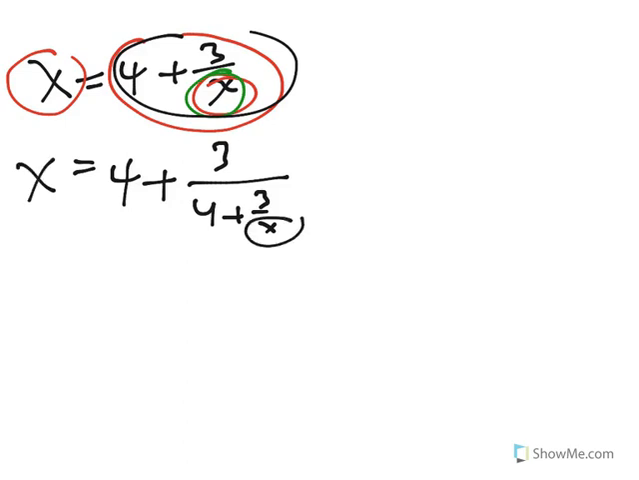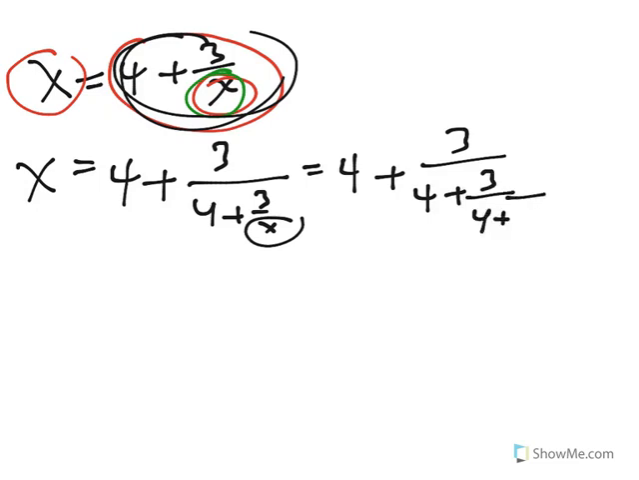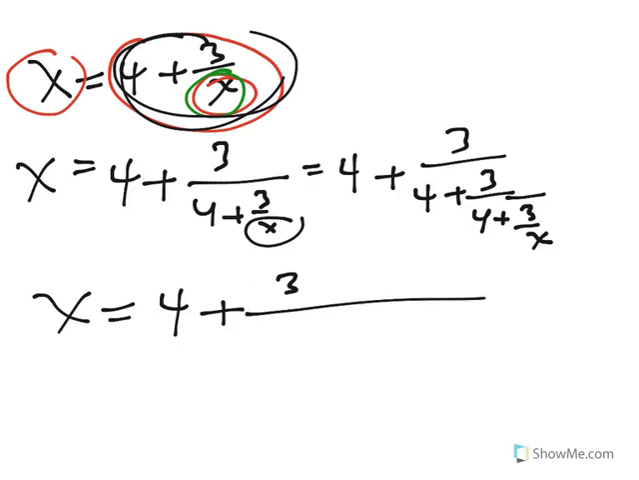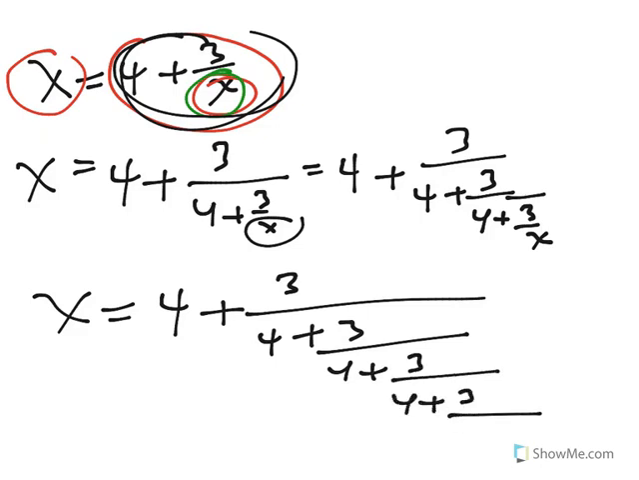Well, that has an x in the denominator also, so I could replace that x with 4 plus 3 over x. And I could keep doing that, and I would end up with this funny continued fraction expression. And now I'm just going to say dot, dot, dot, like that.